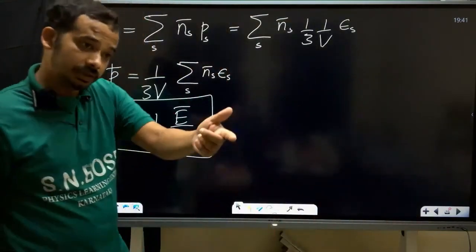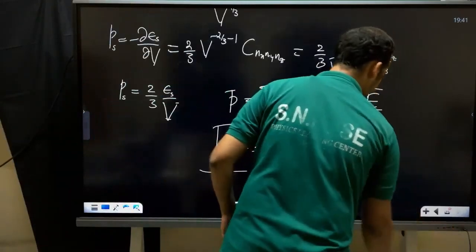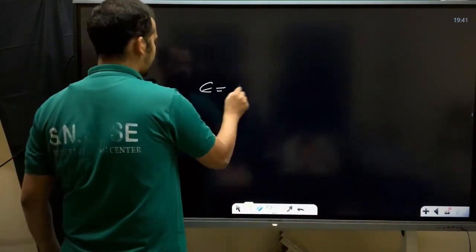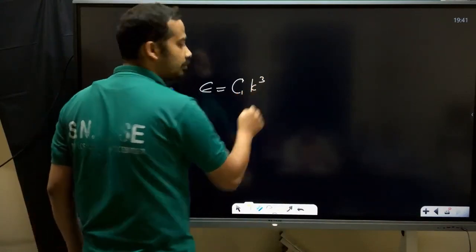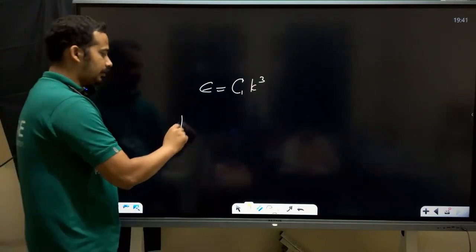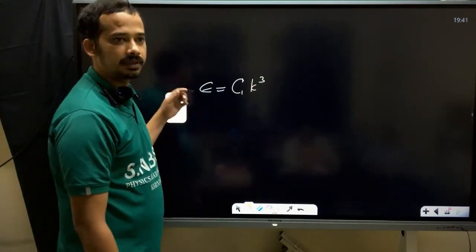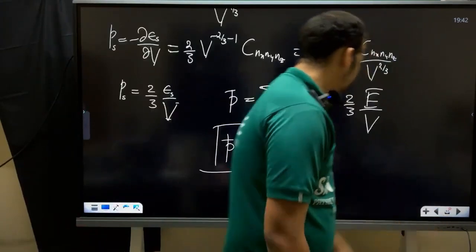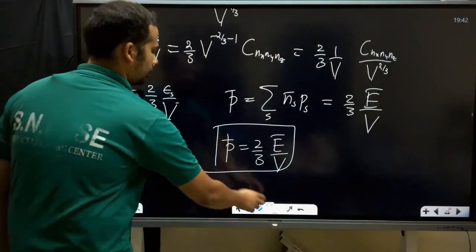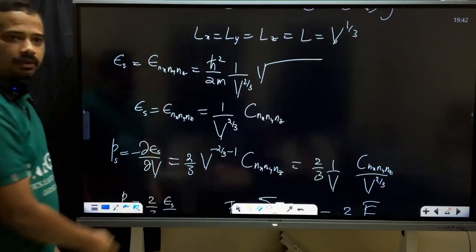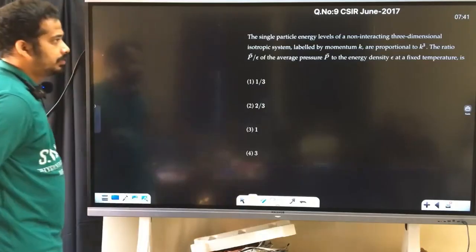In one CSIR-NET question, the one somebody asked in the Slack, they have given E equal to some constant into k³. They asked for pressure as a function of energy density only. So k³. Now again try to write it in terms of length like this. Try to grab that length term outside, write length in terms of volume, and take the volume derivative. Learn this one.